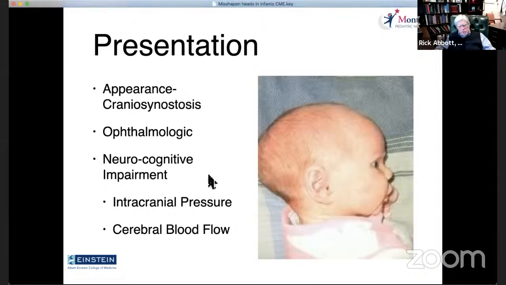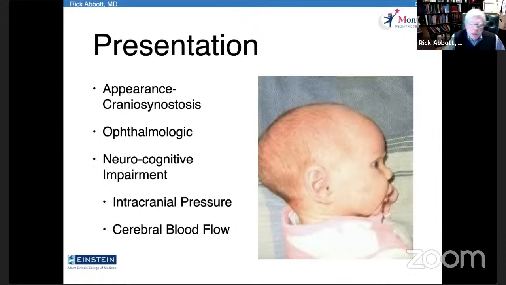The other issue is many of the anterior craniosynostoses are associated with elevation in intracranial pressure that can interfere with cerebral blood flow, and a brain that is poorly nourished in the neonatal period is a brain that's at risk for developmental anomalies. So that's the other concern that is present with these children.